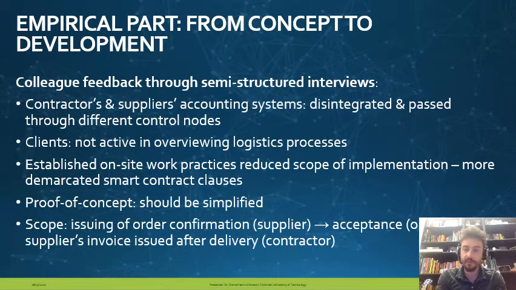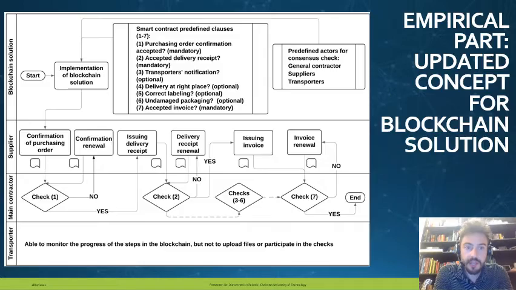As such, the simplifications that we had to make in our initial conceptual vision had to do with the engagement of relative actors in the supply chain, like the clients, which were now non-existent. And in that way, the simplification of the actors that would be involved in the consensus checks, and also the demarcation of the smart contract clauses.